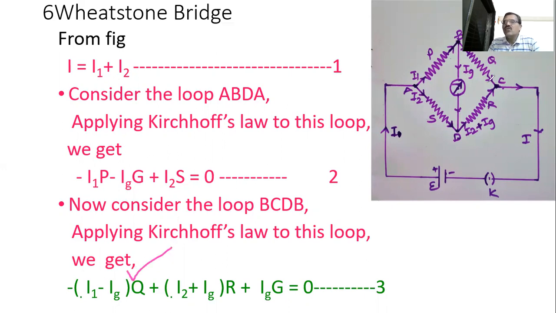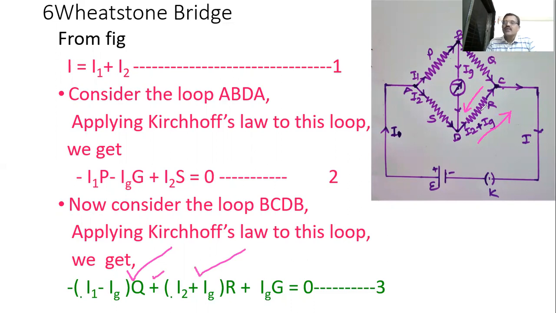Now, let's go from C to D. Here, the direction of tracing is from C to D, but the direction of current is opposite. Therefore, the potential difference across this resistor should be positive, and this potential difference will be I2 plus Ig into R. So this I2 plus Ig into R is positive.